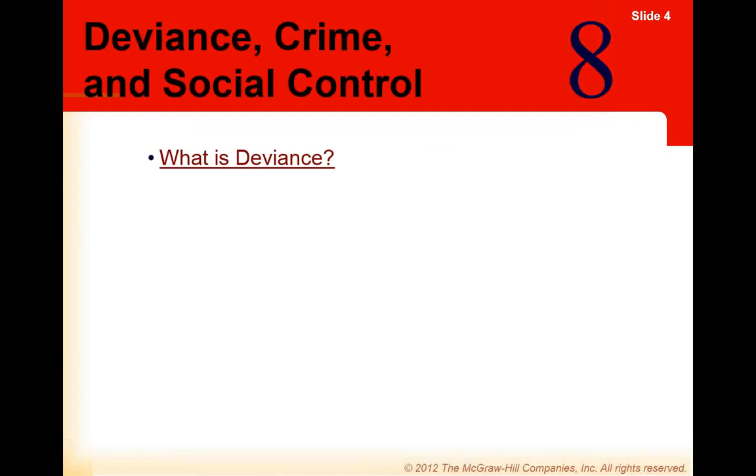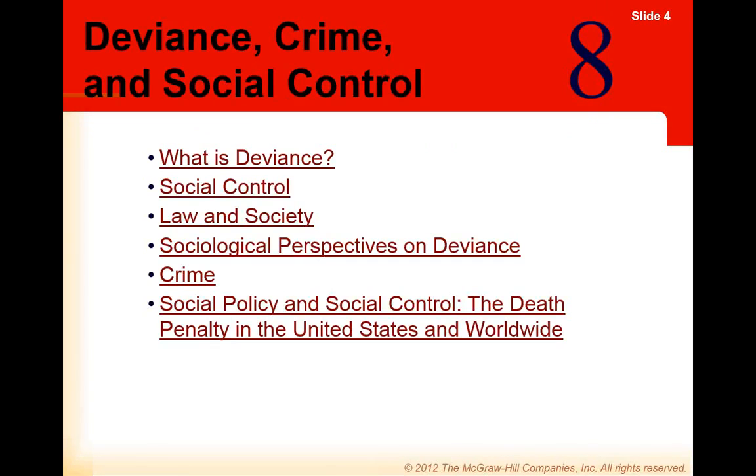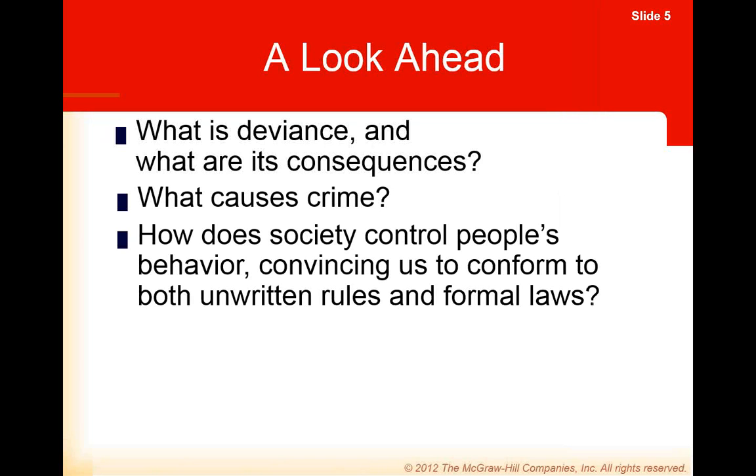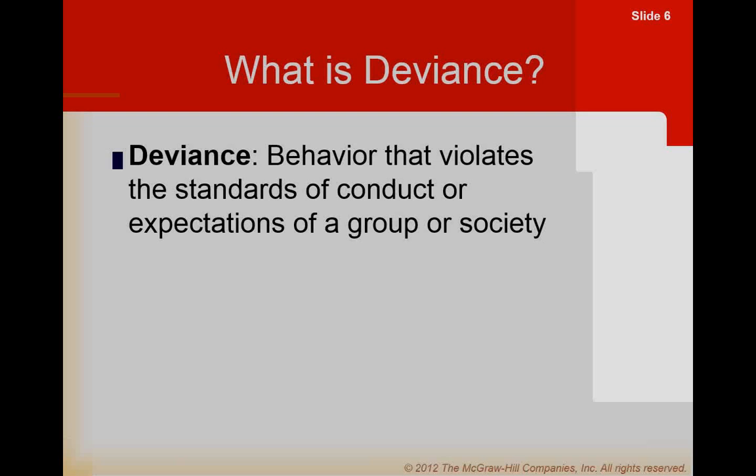We'll examine our sociological perspectives on deviance: interactionist, feminist, conflict, and functionalist. Take a look at crime, different types of crime. We'll be examining the death penalty in the United States and worldwide as part of our social policy and social control. Specific questions we'll be answering: what is deviance and what are its consequences? What causes crime? How does society control people's behaviors, convincing us to conform to both unwritten rules and formal laws?